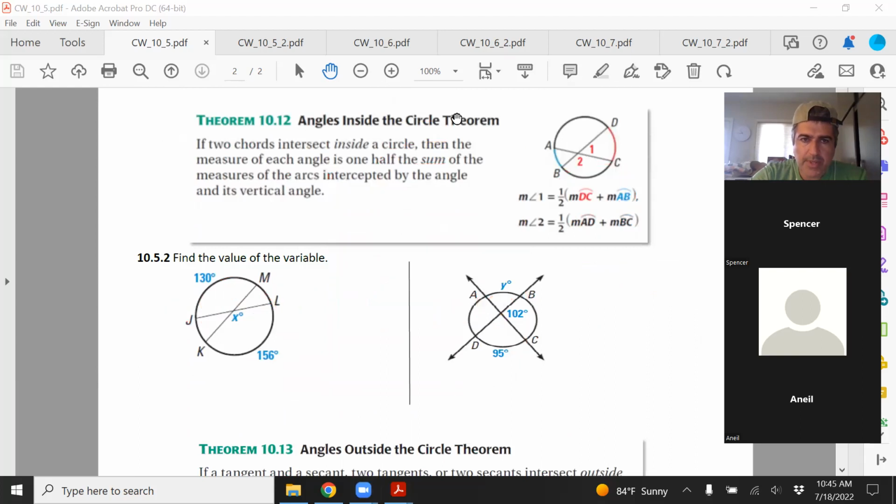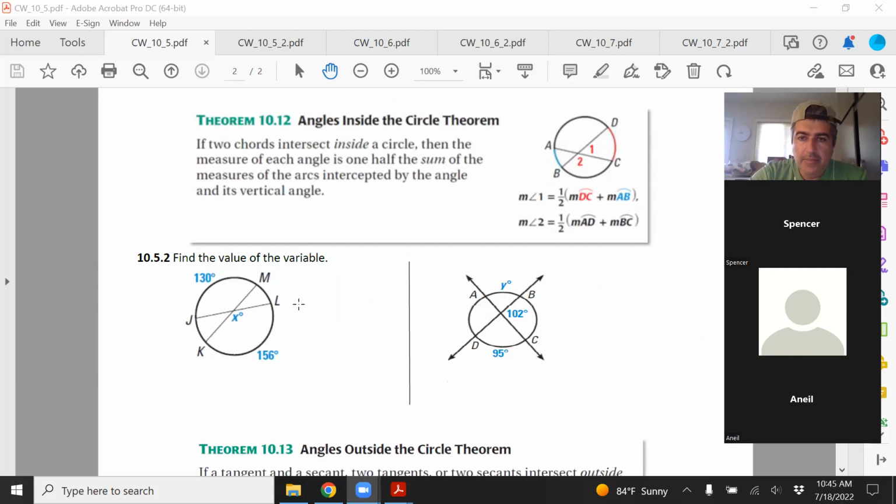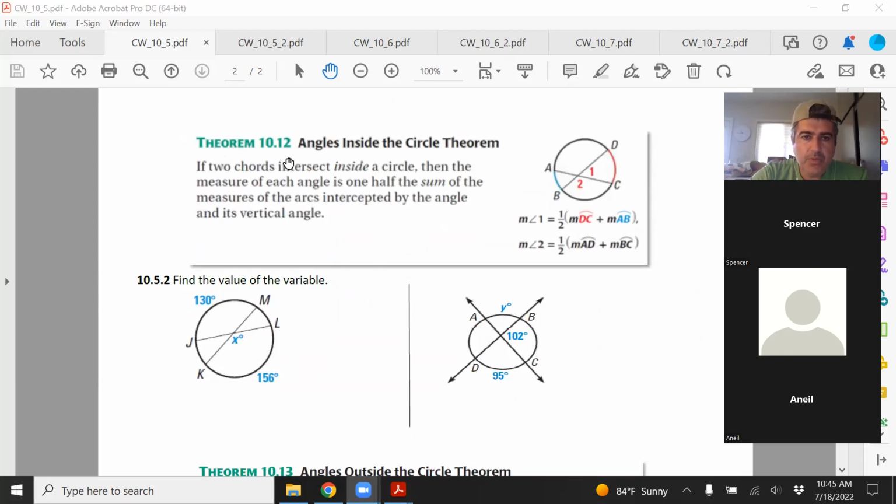These other ones are a little tricky. These are ones that I sometimes forget. If you have two chords that intersect, so here's chord AC and chord BD, then this is a little tricky. The measure of each angle is 1/2 the sum of the measures of the arcs intersected by the angle and its vertical angle. Okay, that sounds a little confusing. Let me help you guys out with this again.